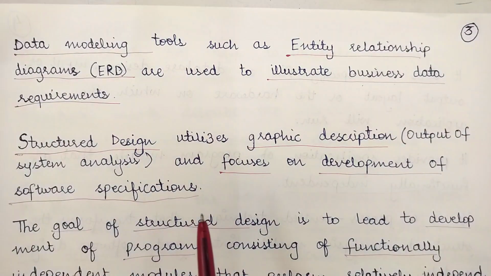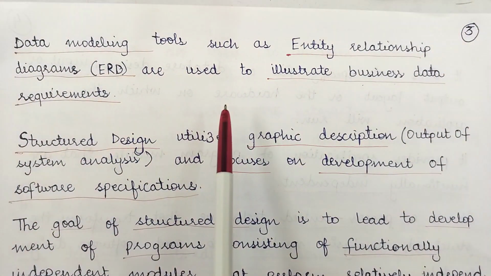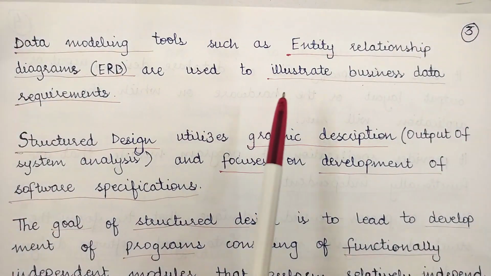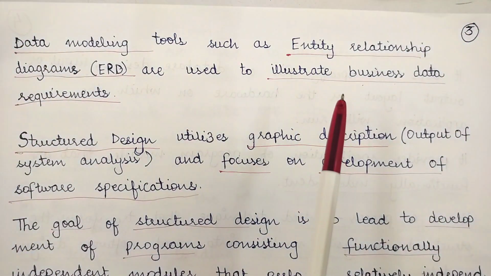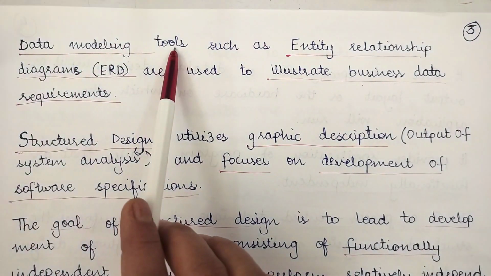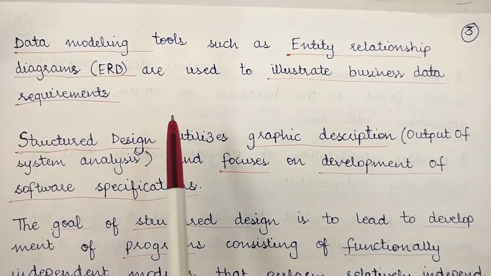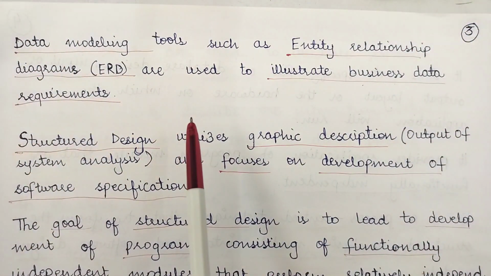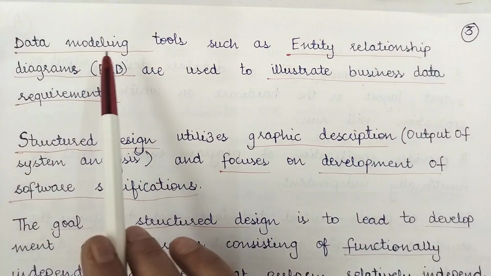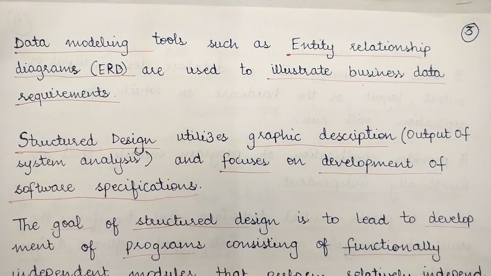Once we are done with structured analysis, the next step is structured design. So we have done structured analysis through our two basic modeling techniques. One is your process modeling tool, the data flow diagram, and another is your data modeling tool, the entity relationship diagram. So with the help of these two models, the process modeling tool DFD and the data modeling tool ERD, we have done the structured analysis. Once we are done with the structured analysis, next we will do the structured design.